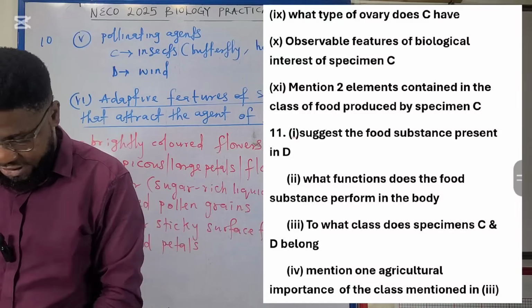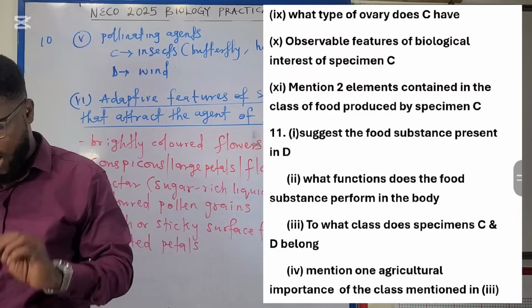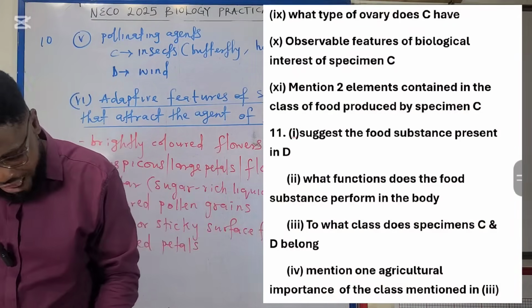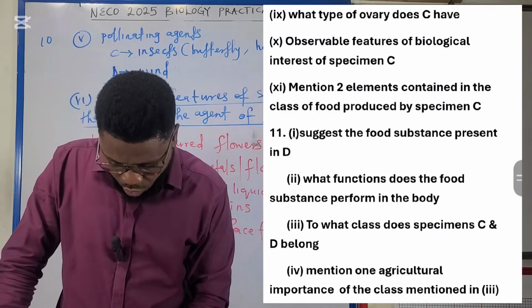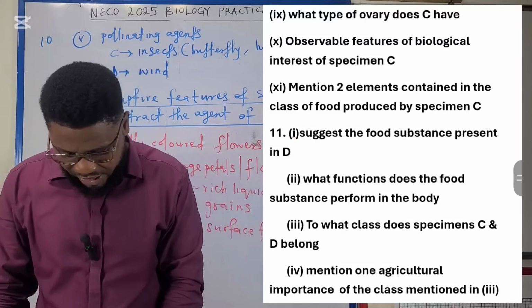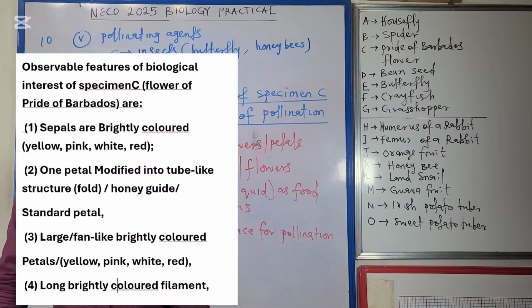Now, it says, what are the observable features of biological interest of specimen C? We can also have that question. It means, what are those features that specimen C has that are of biological interest? You can see the answer on your screen.